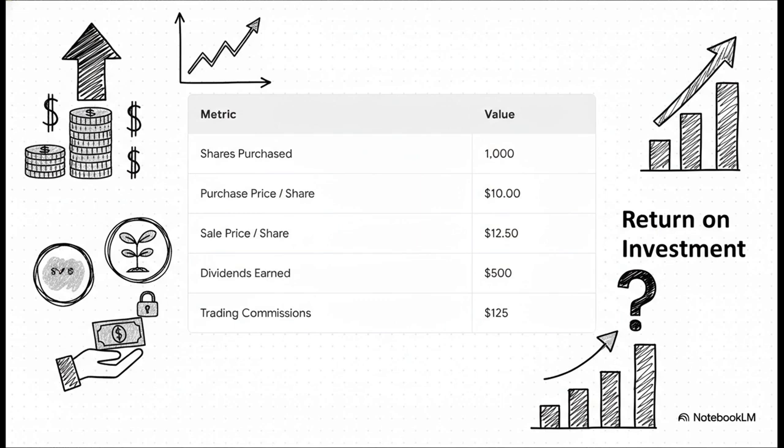All right, let's put this to the test with a made-up company, Worldwide Wickets Co. So we bought 1,000 shares at $10 each. That means our initial cost was $10,000. Later, we sold them for $12.50 a share. Along the way, we also collected $500 in dividends, but we had to pay $125 in commissions. That's all the info we need.